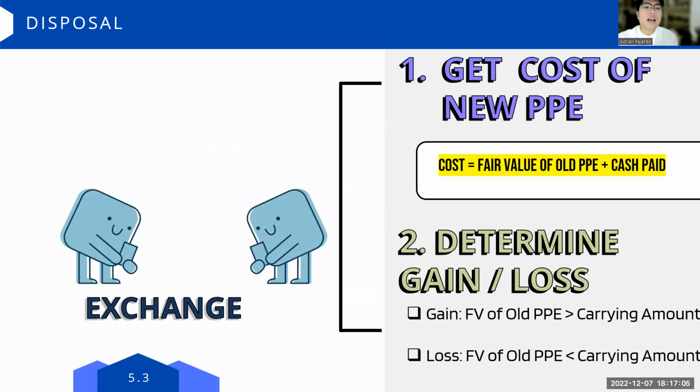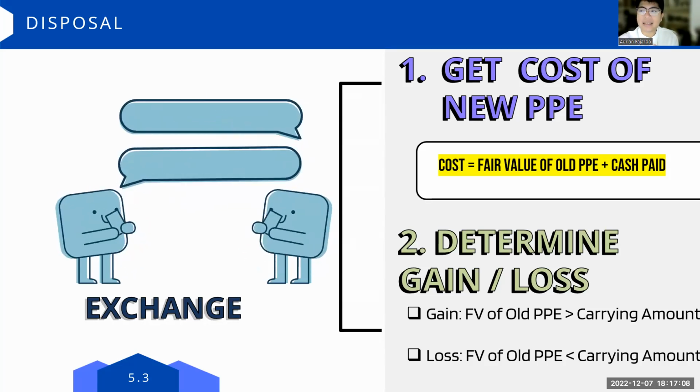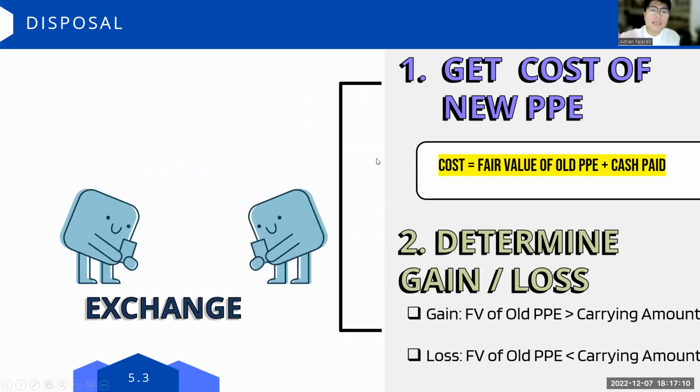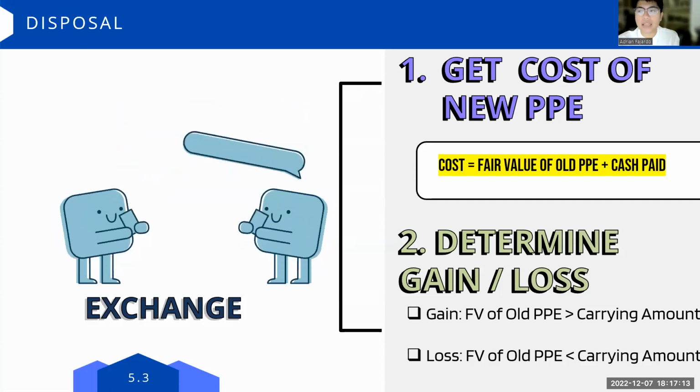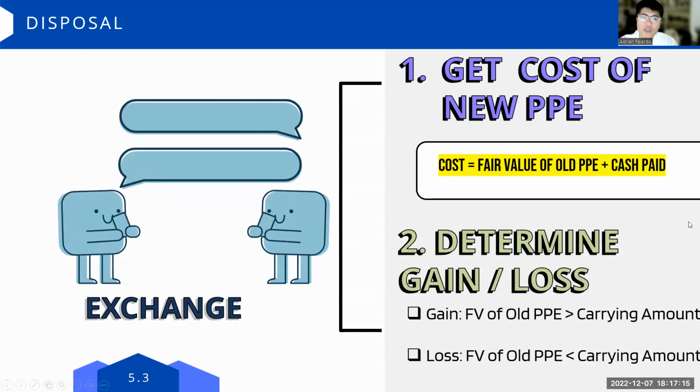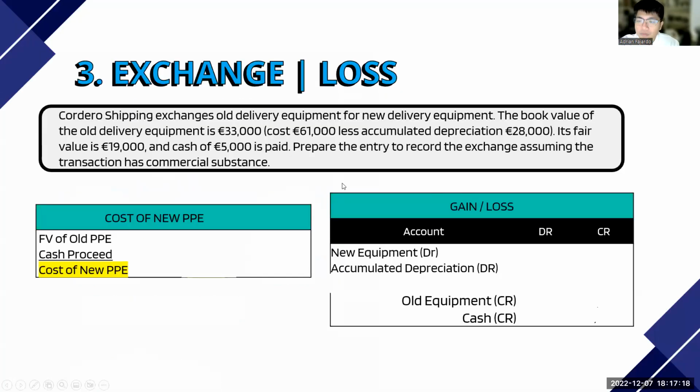The first question is, what is the cost of your new PPE? And that is the fair value of the old PPE that I gave up plus the amount of cash na I gave. Right? And then, as usual, determine gain or loss. So, first step with the Cordero shipping, basically nag-exchange tayo ng old delivery equipment with new delivery equipment. So, step 1, let's identify what is the cost of the new equipment. That's basically fair value of old PPE, which is 19,000, plus the cash proceed na we paid, which is 5,000. So, the cost of our new PPE is 24,000, right?